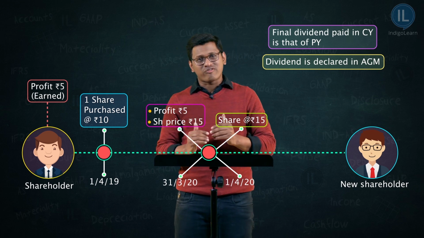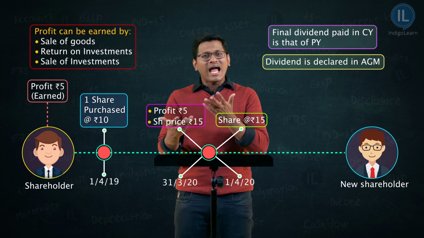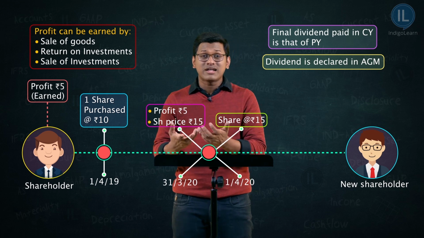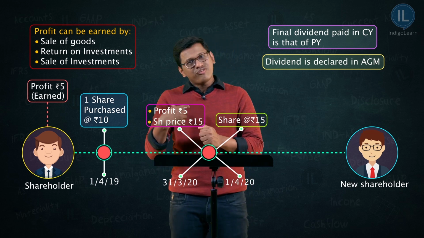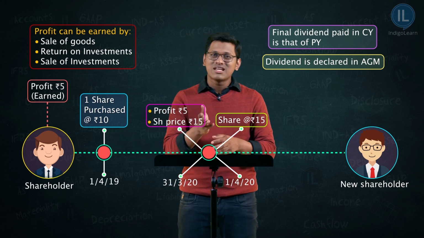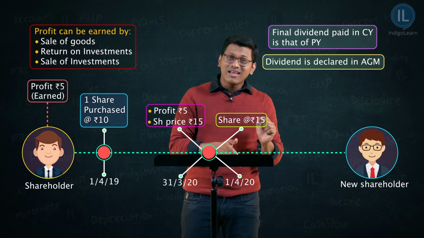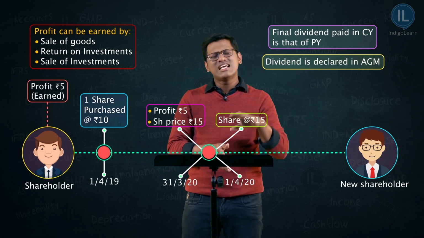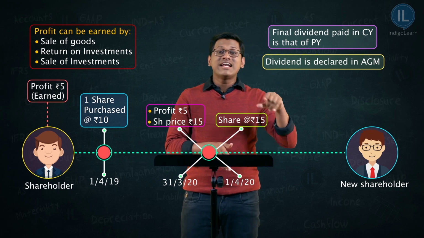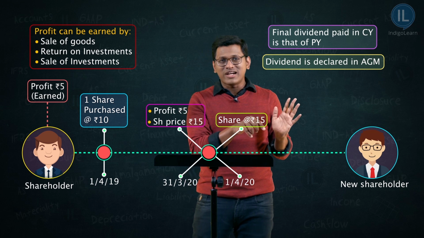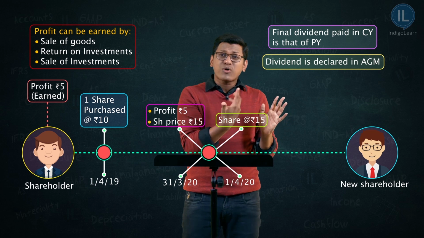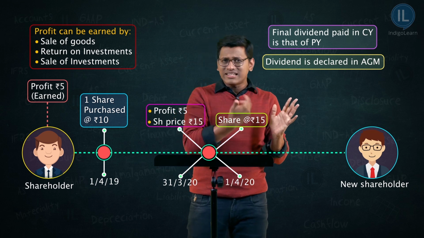I can earn profit by selling goods at a profit, and that is one way of earning profit, or maybe I made an investment and received dividend. Imagine, I did not sell it on 31st March. I sold it on 1st of July after the company declared dividend. Say I received dividend on 30th June, and next day I sold it. That 5 rupees of dividend I will call profit or income earned, and I will credit it to my profit and loss account.